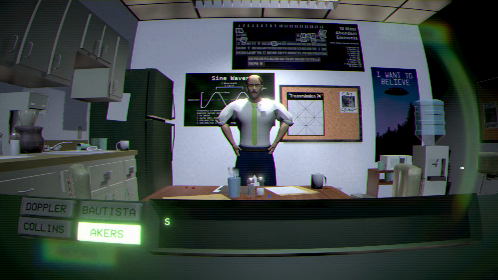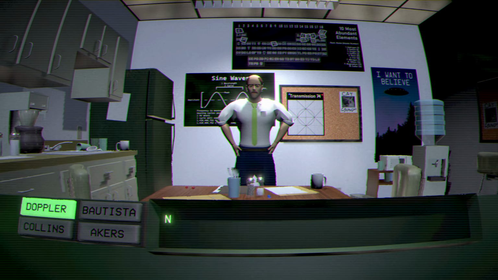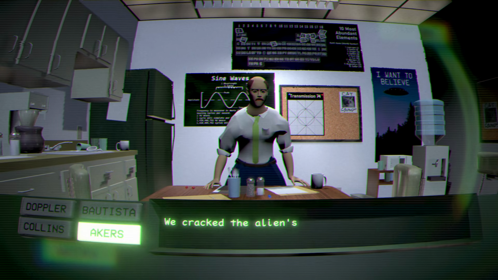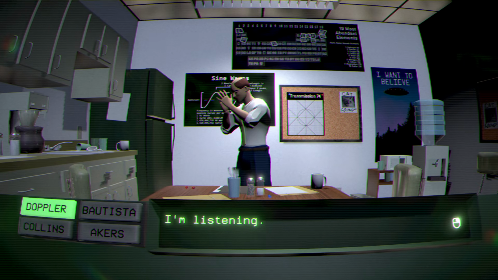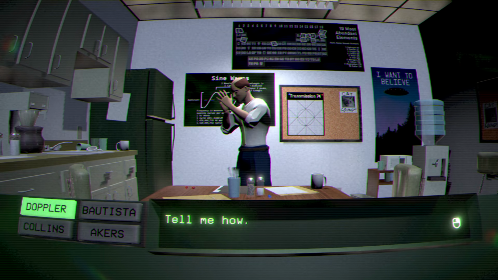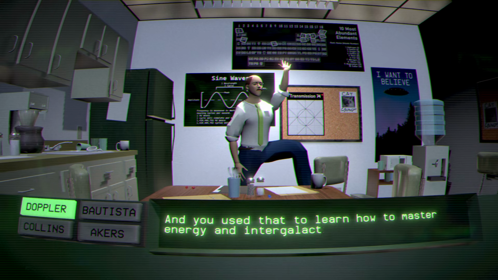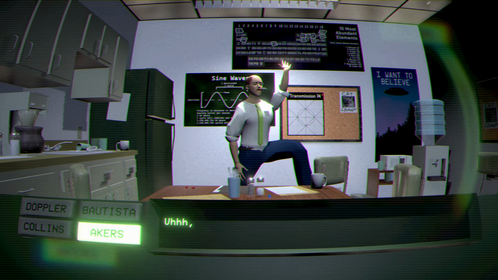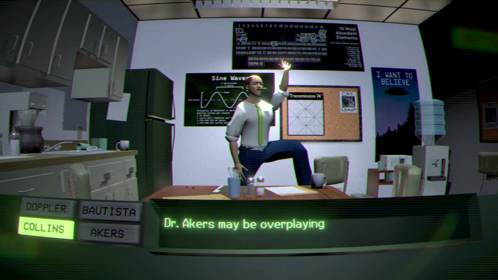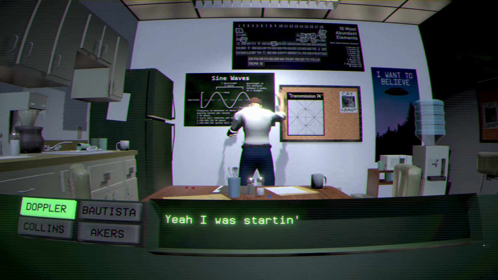Confetti? What are we talking about? Shh, don't tell him about the confetti. Now, wait, what's this about confetti? We cracked the alien's language. I'm listening. Alan, tell me how. Learned how to communicate with a sphere. What a sphere is, with sphere. And you used that to learn how to master energy and intergalactic travel? We're getting there. Dr. Akers may be overplaying our progress.